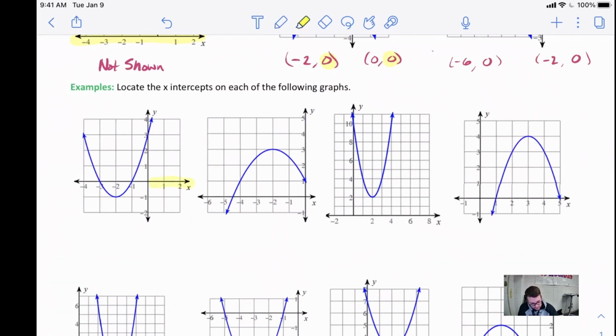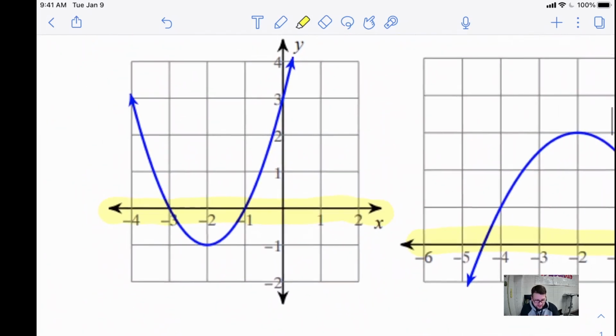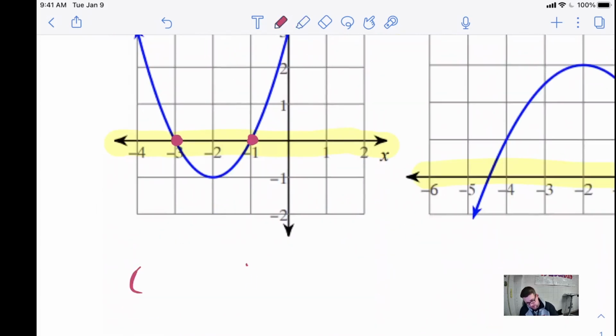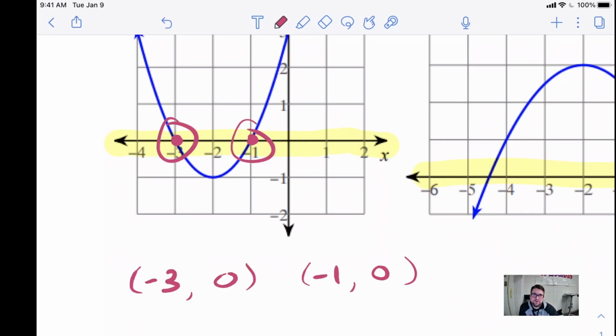So coming on over, I'm going to highlight my x-axes right now, just so that I can easily see what we're talking about. Once you got all those highlighted, then we just need to look. Looks like this one crosses it twice, so we're going to set up our ordered pairs. Remember, 0 always goes in the second slot. Since this one's -3, we'll put -3 right there. Since this one's -1, you put -1 right there. That's it. That easy, that doable.